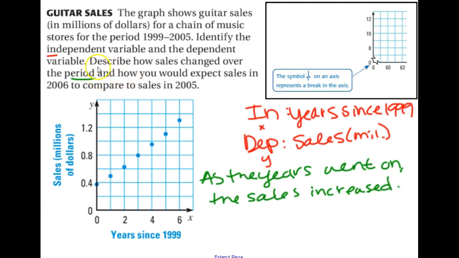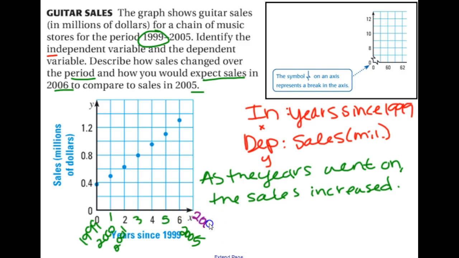Then it says, how would you expect sales in 2006 to compare to sales in 2005? Well, at year 0, this is really 1999. Then the next year here, in year 1, would be 2000. This is 2001, 2002, 2003. So it's really 1 year off from what the number says here. So the 6 right here is really 2005.